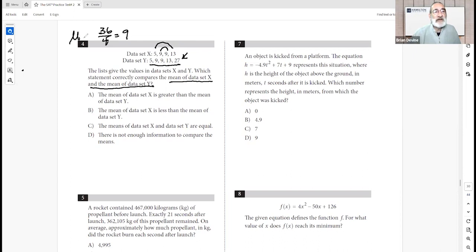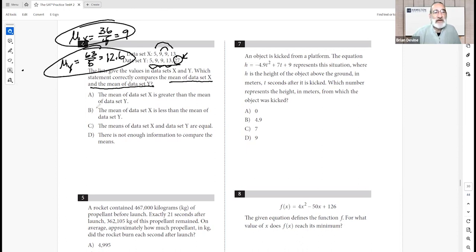So the mean of X is equal to 9. I can add together, well, I'm going to get 36, but then I'm going to add on another 27. So the mean of data set Y is going to be 63 divided by 5 pieces of data, which is going to be 12.6. So we can see right away that the mean of X is less than the mean of Y, which is what B says. So B is the correct answer.